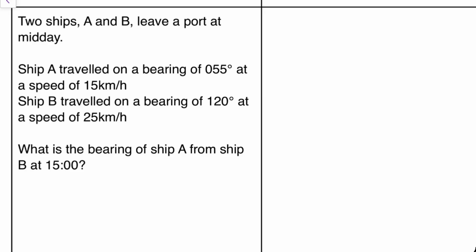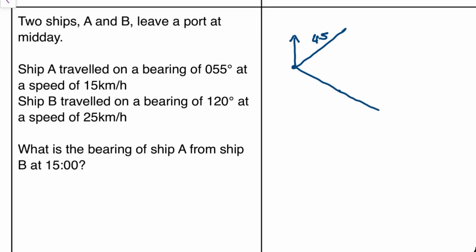Ship A travels on a bearing of 55, ship B on a bearing of 120. Now I read both because I want to get my diagram roughly correct. So 55 is in this direction and 120 is roughly in this direction. Now again, let's get the distances roughly correct. So 15 kilometers an hour and 25 kilometers an hour. So ship B goes further and it's doing that for 3 hours. So 3 times 15 is 45 and 3 times 25 is 75.